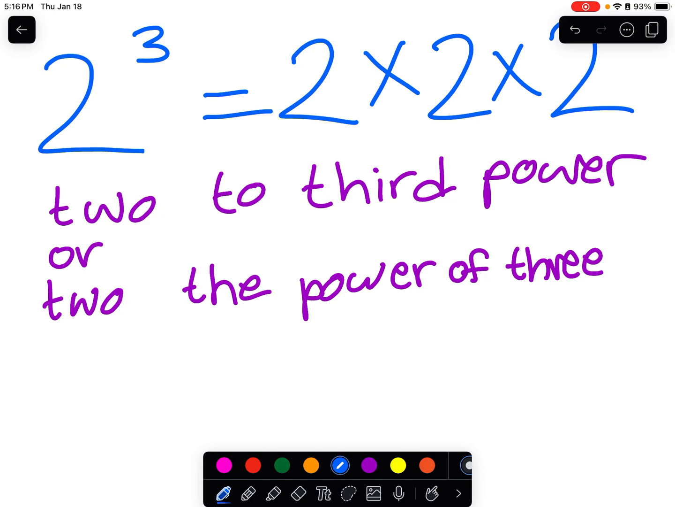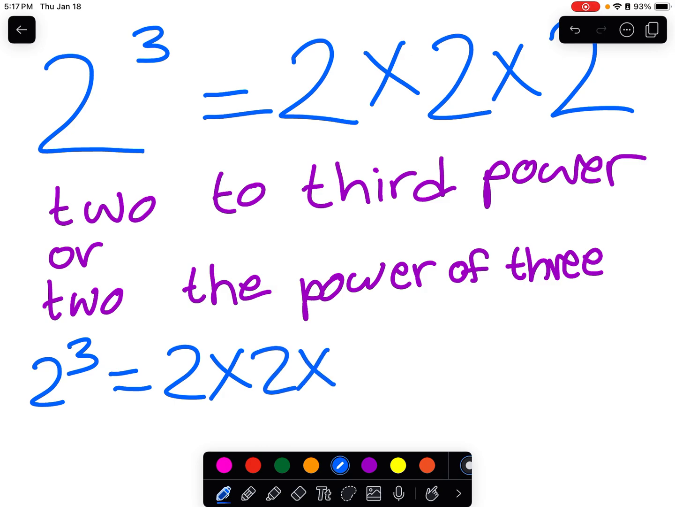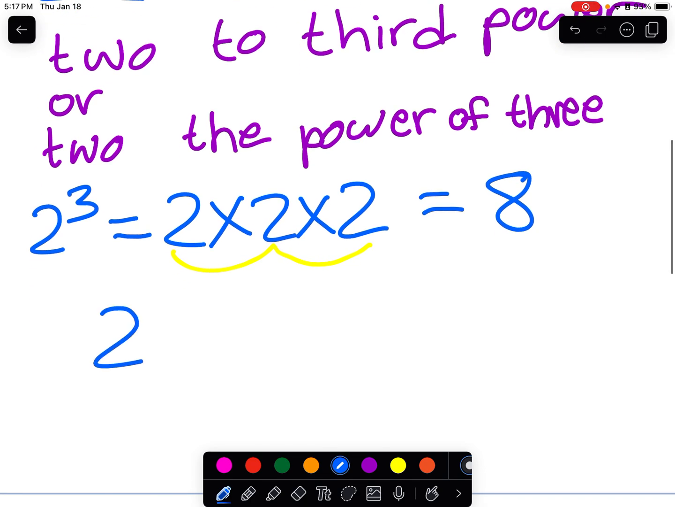So back to our original question. What is 2 to the third power? Well, it means it's 2 multiplied by itself 3 times. That's what the exponent is. And 2 times 2 times 2 equals, well, let's see. 2 times 2 is 4, and then 4 times 2 is 8. So 2 to the third power equals 8.